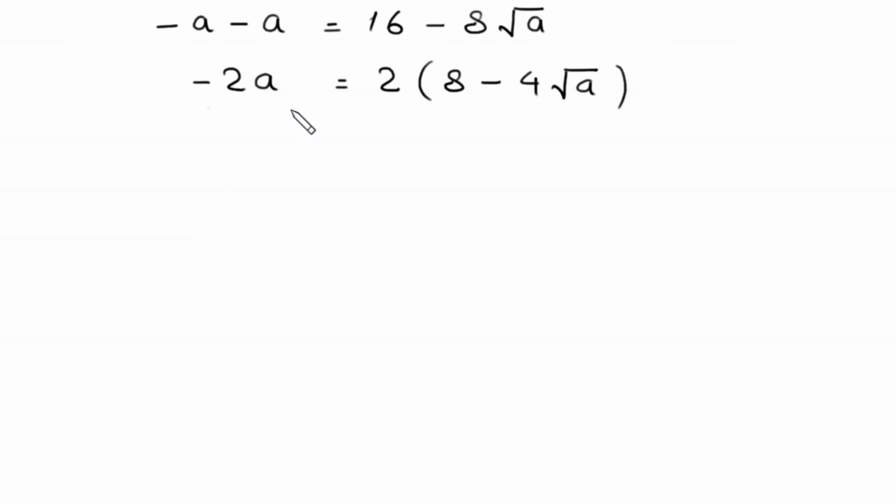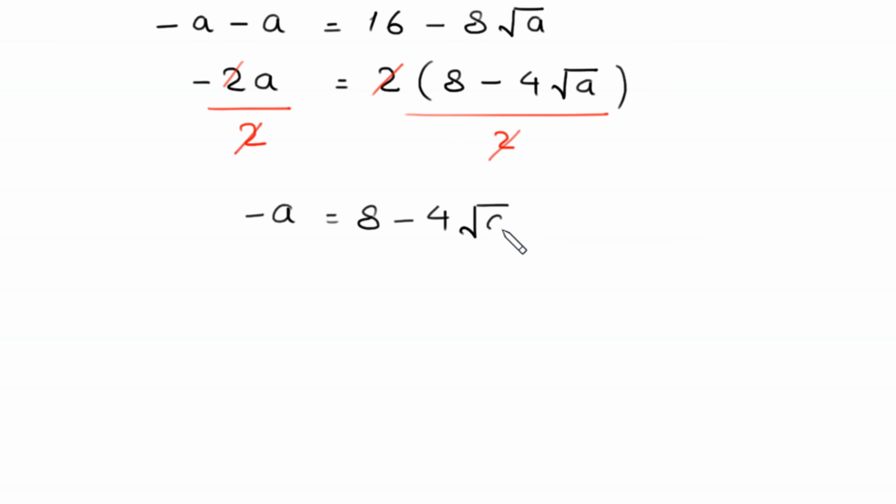From here we divide both sides of this equation by 2. So this 2 will be cancelled out with this 2, and this 2 will be cancelled out with this 2, and this equation will become negative a is equal to 8 minus 4 times root a.